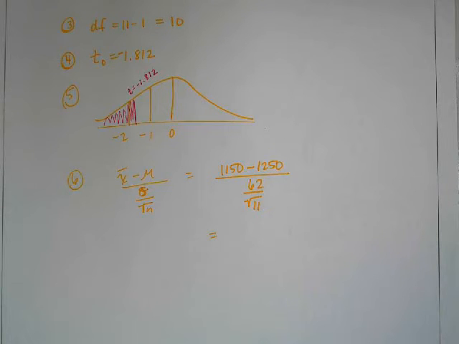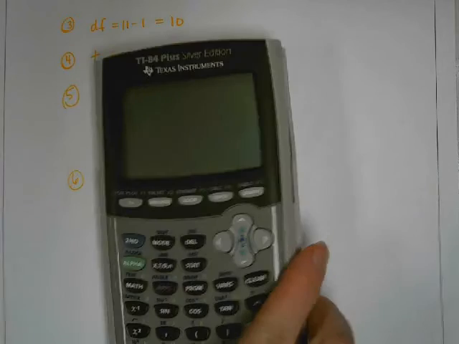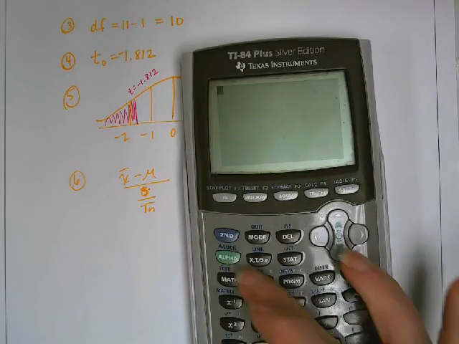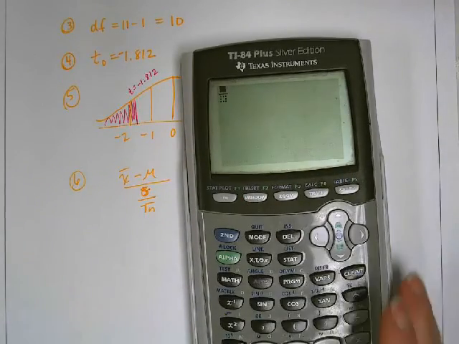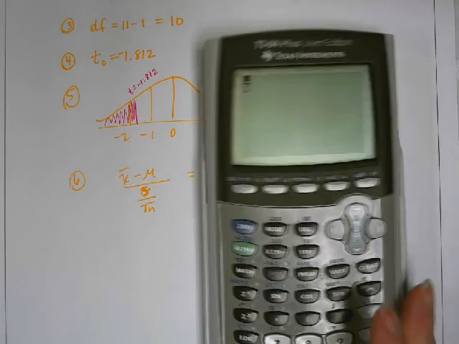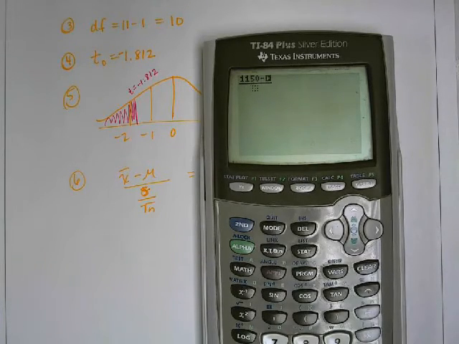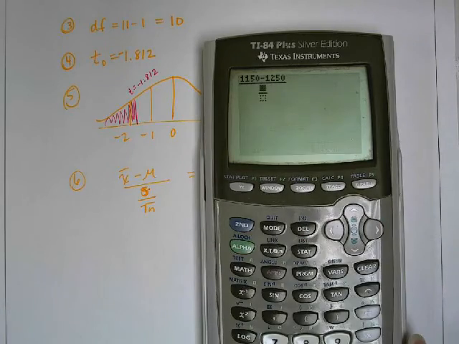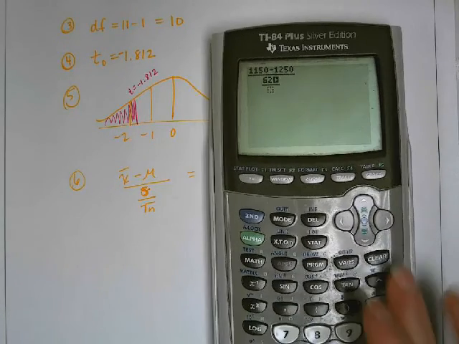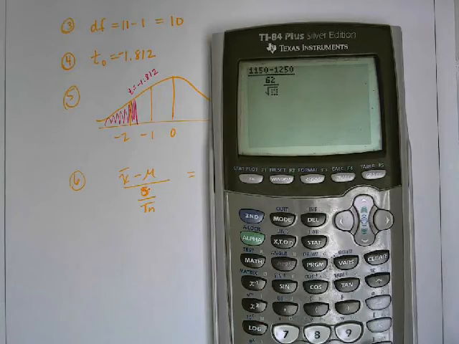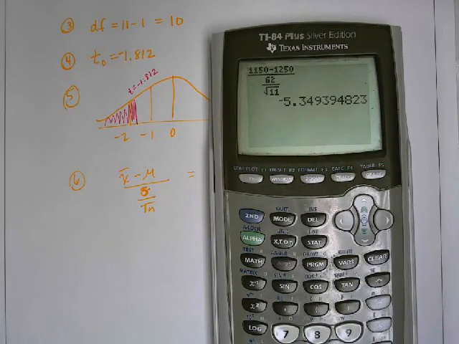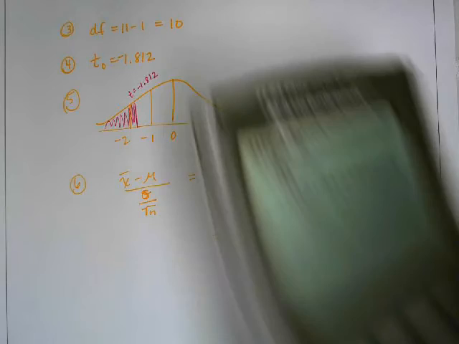All right, so then you're going to plug that into your calculator. Let me show you again. I would use my fraction bar. There we go. So that's alpha y equals, and 1 gets me a fraction bar. So I have 1150 minus 1250 over, now I need another fraction bar here, the standard deviation of 62 over the square root of 11, and I get a test statistic of negative 5.35.